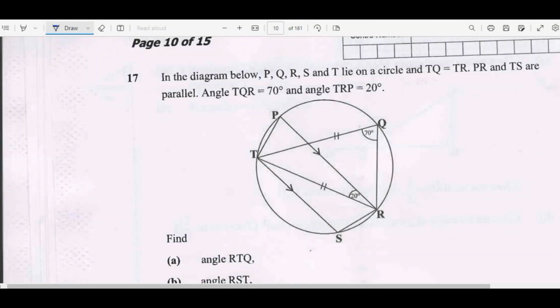Welcome family. We are going to look at a question from math paper 1. This question is coming from the topic of circle theorem. Now circle theorem may seem to be hard to some people, and to others it may be simple.